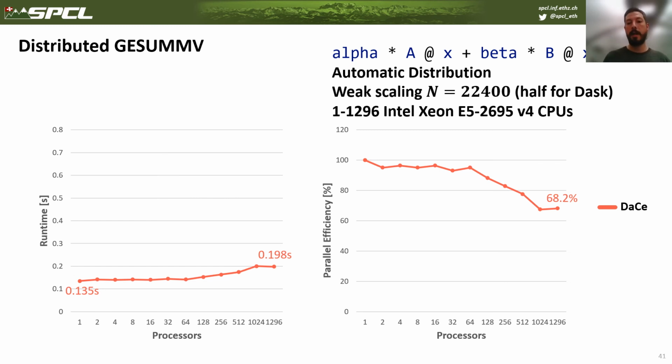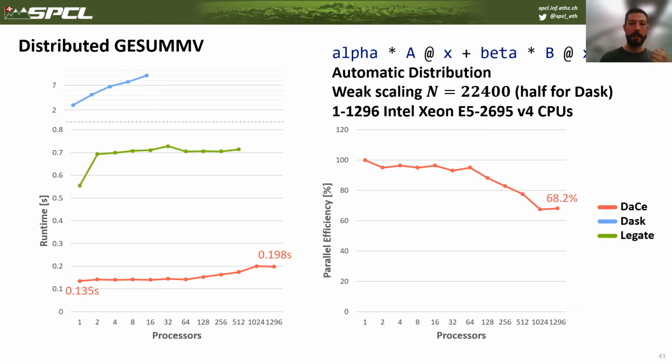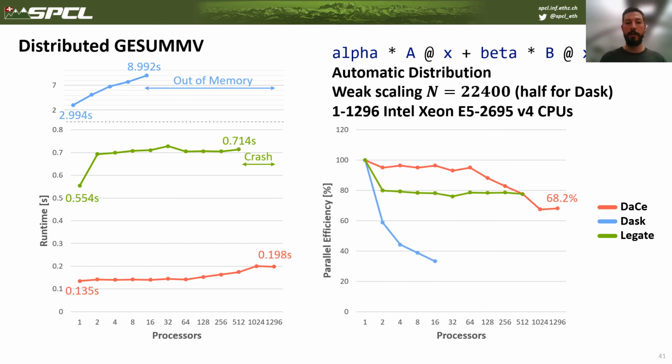Now, to validate how good this result is, we make a comparison against two other frameworks that can execute Python workloads on distributed machines. So this is Dask in blue and Legate in green. And we can see that Dace is both faster than them, but also achieves a higher parallel efficiency.